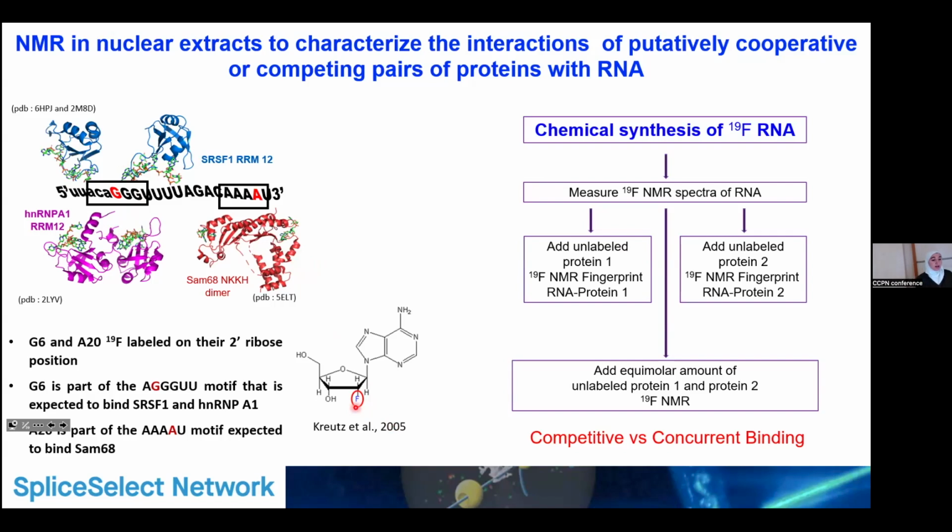First, why do we choose to put the fluorine on the sugar at this position? Because we know that the interaction between the proteins and the RNA happens between the residue and the base. So we don't want to disturb this interaction, hence putting the fluorine on the sugar rather than on the base. This is the first thing. And it has been shown in this paper that putting the fluorine in this position doesn't affect the thermostability of the RNA. Okay? The other thing now, why did we choose G6 and A20?